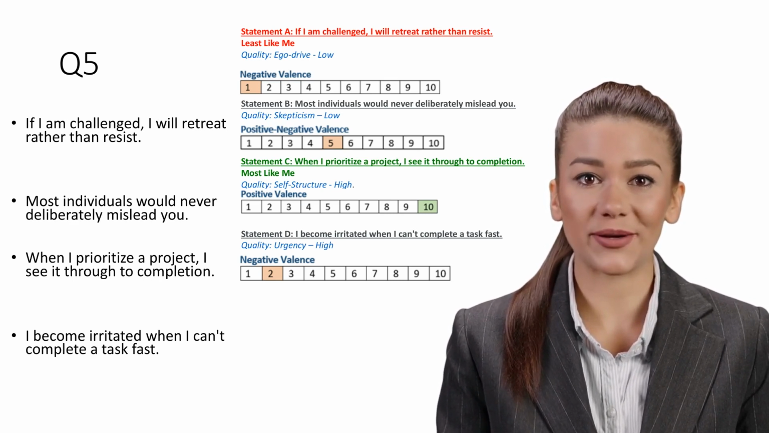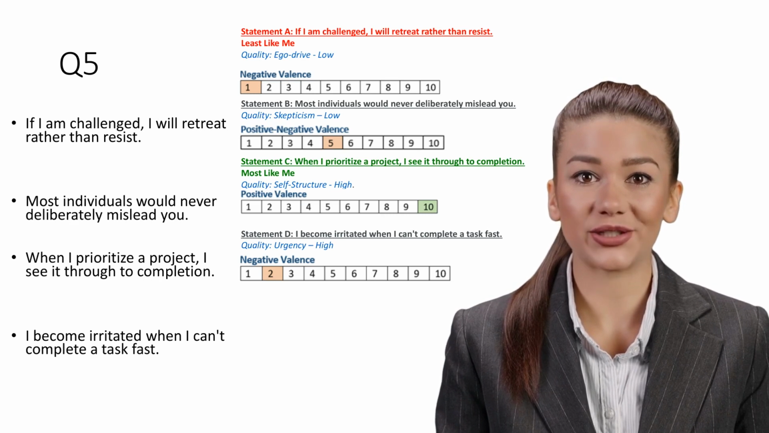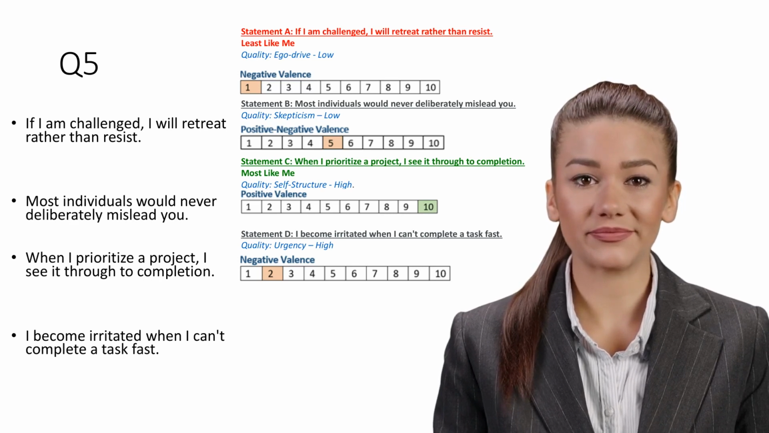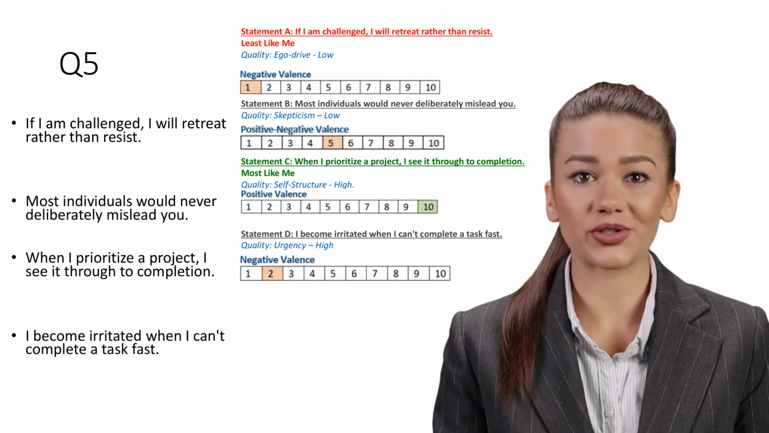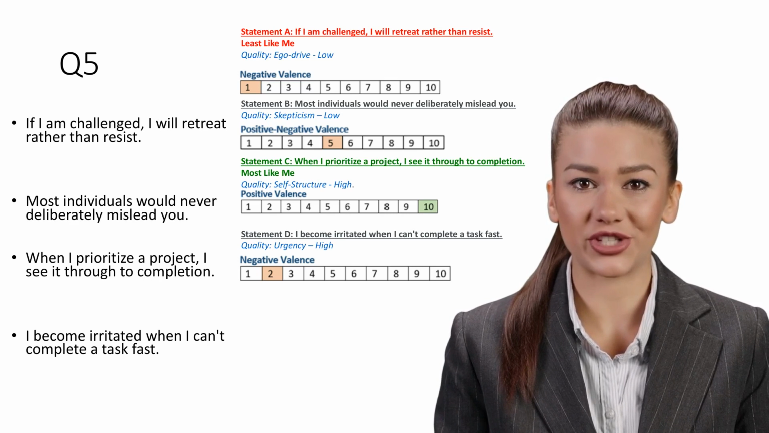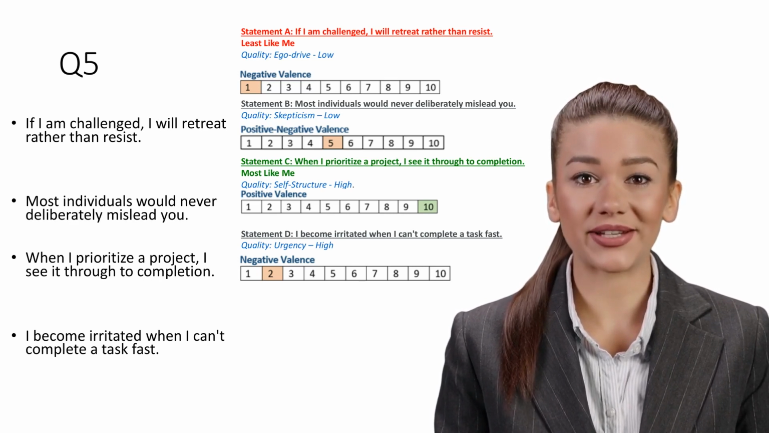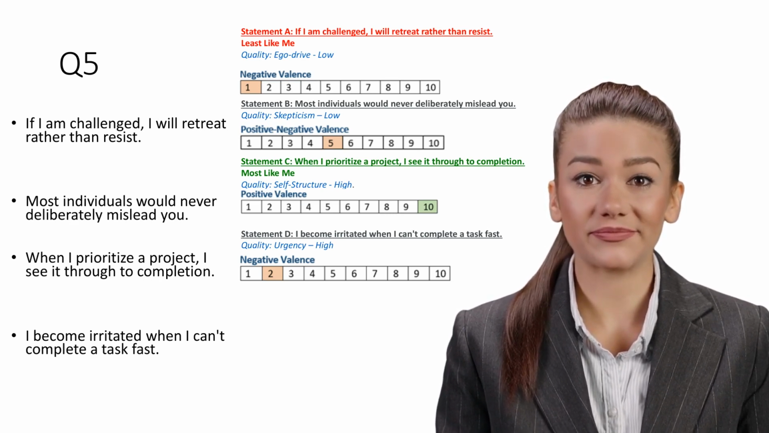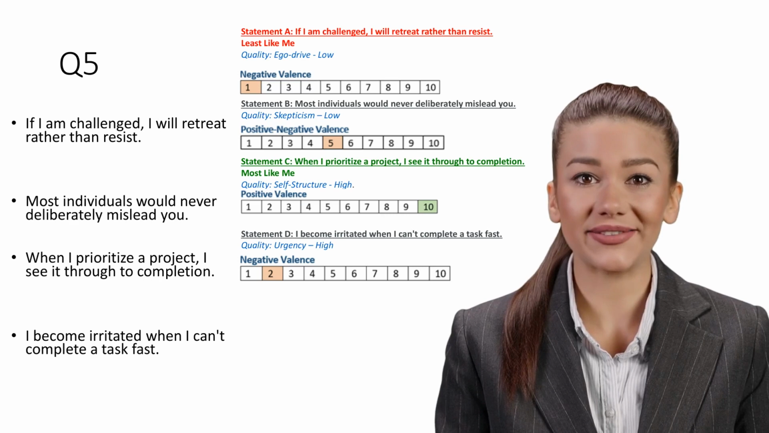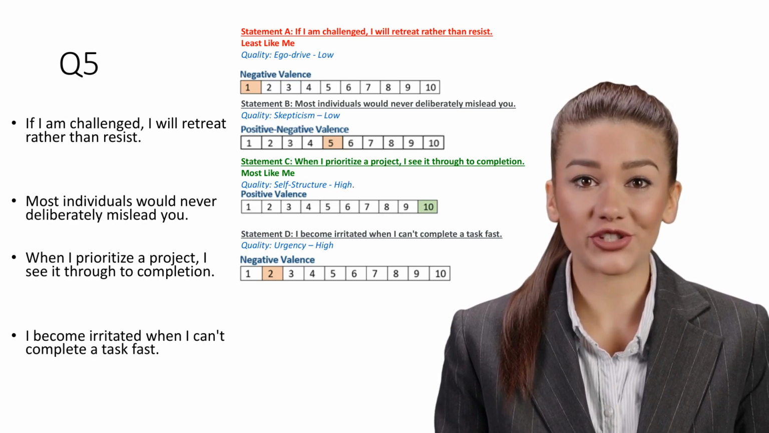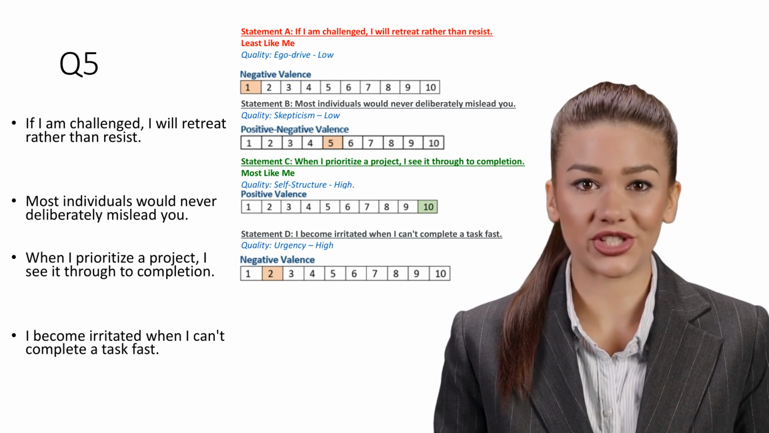Statement C. When I prioritize a project, I see it through to completion. Most like me. Quality, self-structure, high. Independently determining your work approach and priorities and following those to completion are key team qualities in all aspects of business. Statement D. I become irritated when I can't complete a task fast. Quality, urgency high. Becoming stressed or frustrated does not enhance team or individual performance or lead to faster completion of a task.